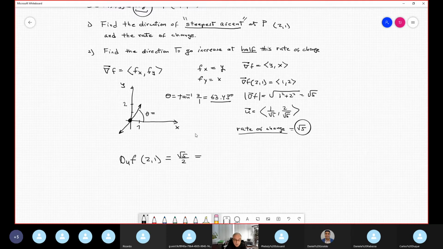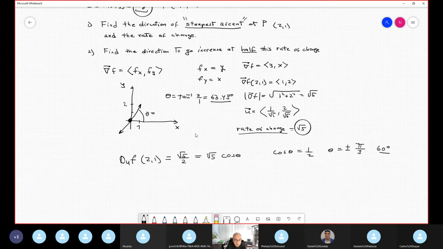Okay, so I know that this is the magnitude of the gradient, which is radical 5, times cosine theta. It's obvious that cosine theta is 1/2. And this is theta equal, well, plus or minus pi over 3, 60 degrees.